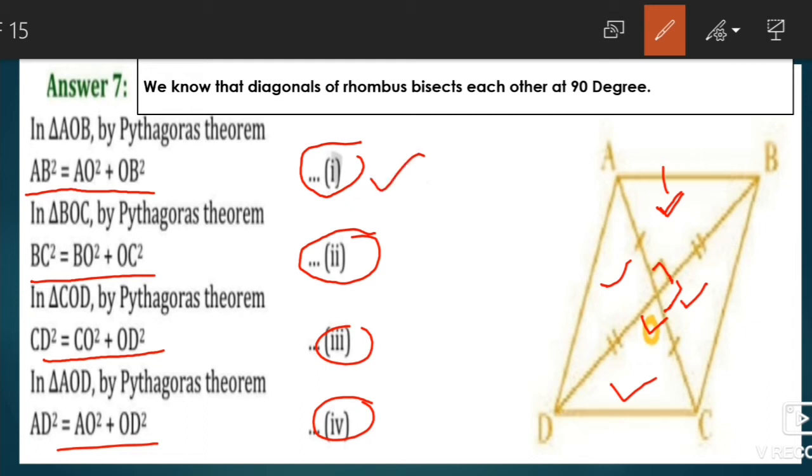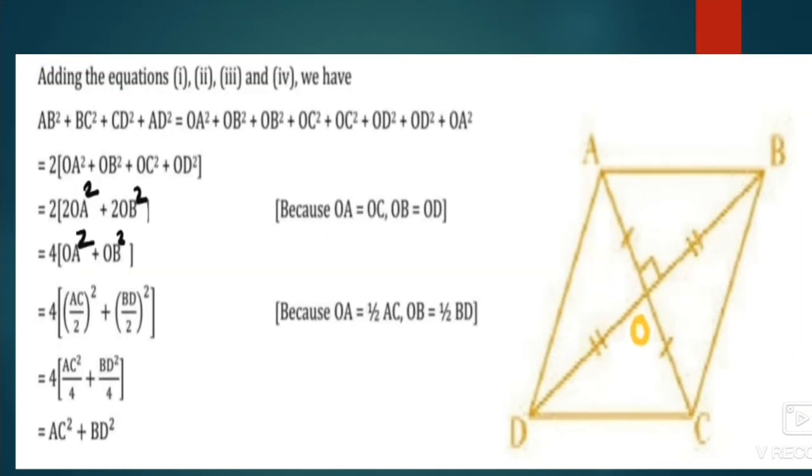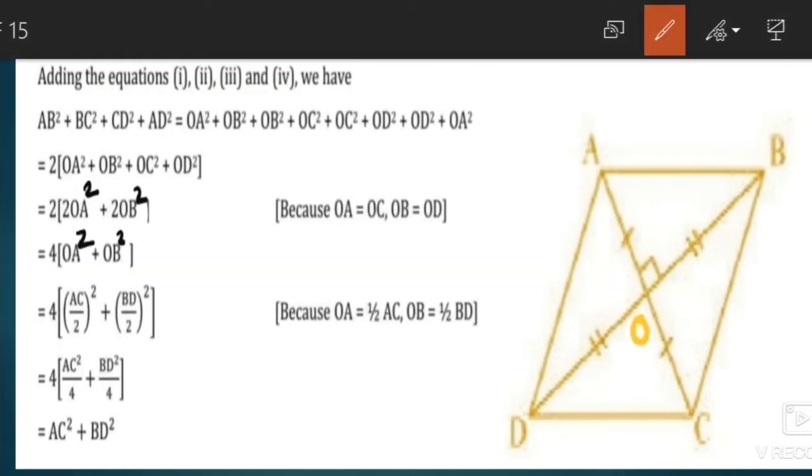Now, add this equation number 1, 2, 3 and 4. So what will I get? AB square plus BC square plus CD square plus AD square is equal to the sum of these right hand side expressions. Let's check the next step. Adding equation number 1, 2, 3, 4, we have AB square plus BC square plus CD square plus AD square is equals to the sum of OA square plus OB square plus OB square plus OC square plus OC square plus OD square plus OD square plus OA square.